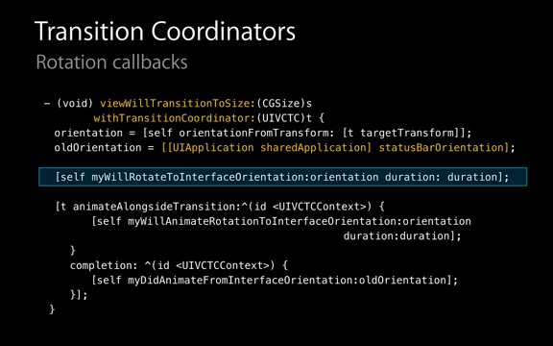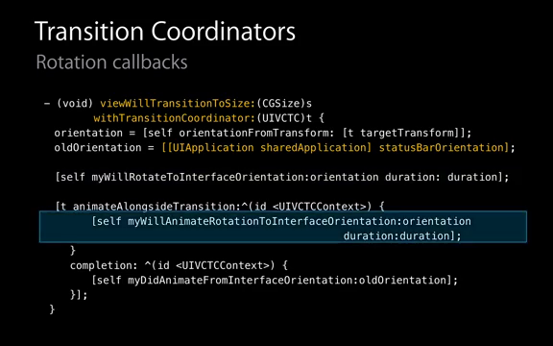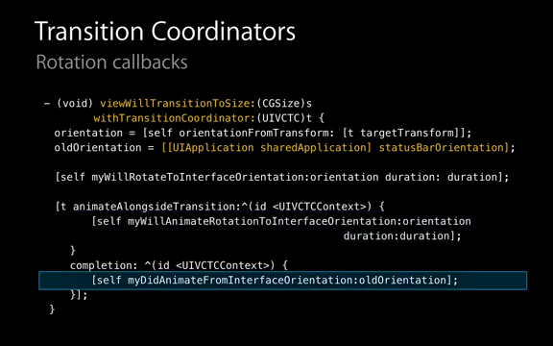To show how this is a direct replacement for the old rotation callbacks, this is some skeleton code where view will transition to size first calls my will rotate to interface orientation, which is exactly when the old call would have been made. And then it uses the transition coordinator to animate alongside my will animate to interface orientation call. And finally, in the completion block is when you would call my did animate from interface orientation. So you can see that view will transition to size with transition coordinator provides identical functionality. It's actually more powerful. And from my perspective, it's a lot easier to read code like this.